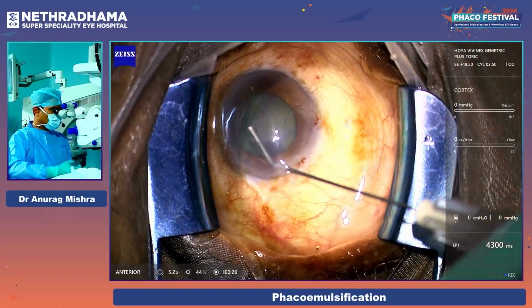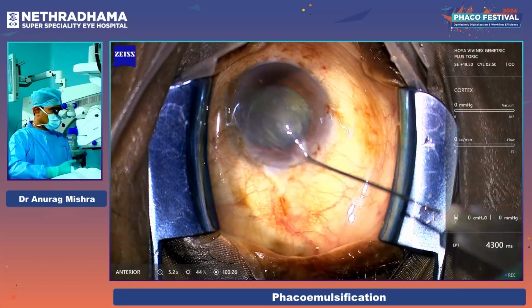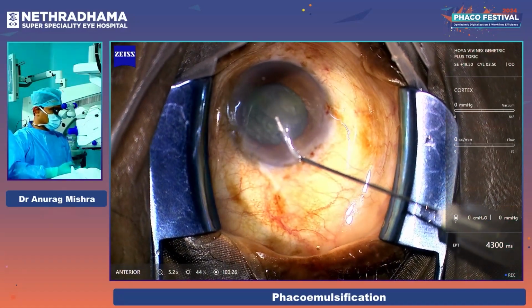Check for the mobility of the nucleus a little bit. Softish, grade 2ish. Look straight, sir. Please ask him not to move.